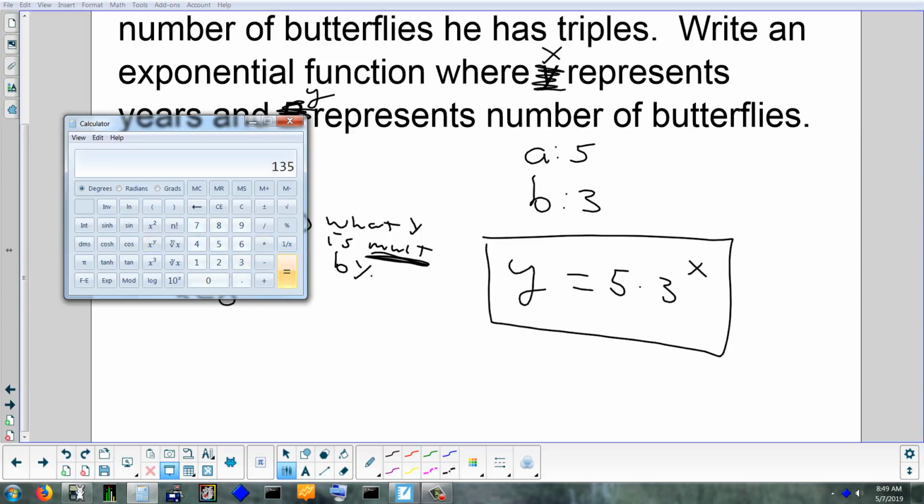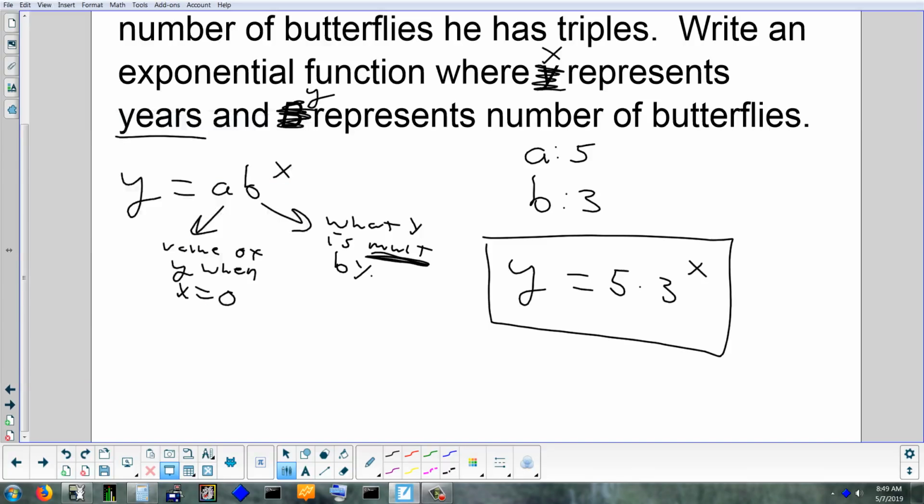So that means it would be 27 years, right? That's after I did it after triple. So that's how many butterflies he would have. So I got the same answer using the formula as I did doing it by hand.